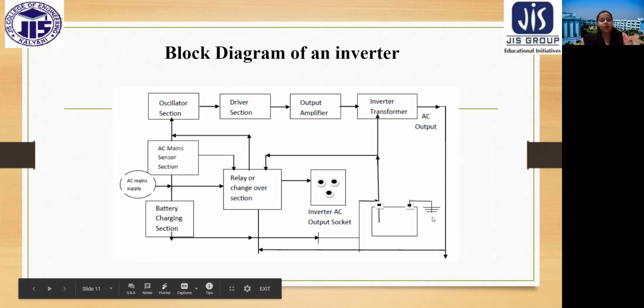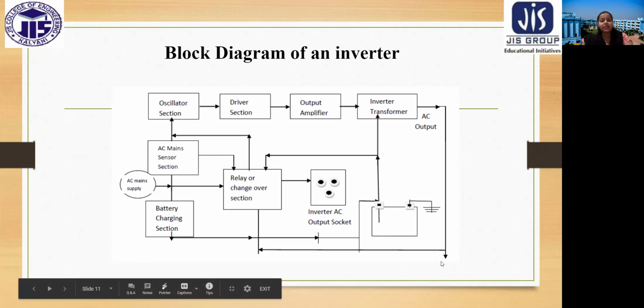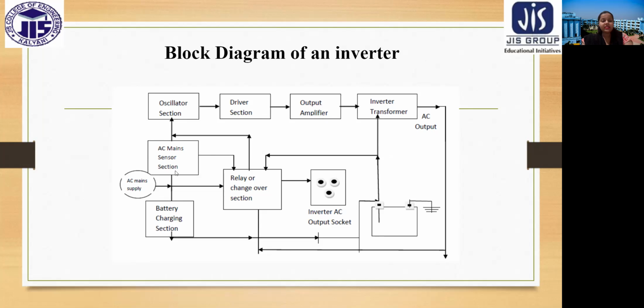So this is the block diagram. Here you can see the oscillation section, driver section, output amplifier, then inverter transformer, and from the inverter transformer AC output is obtained. Now the AC mains sensor section gives a signal to the oscillation section.